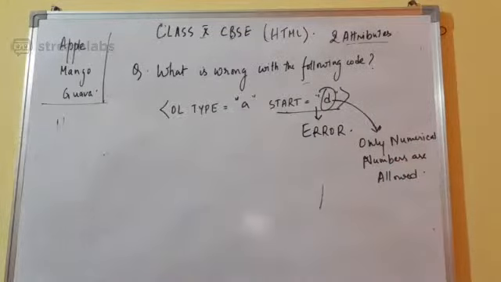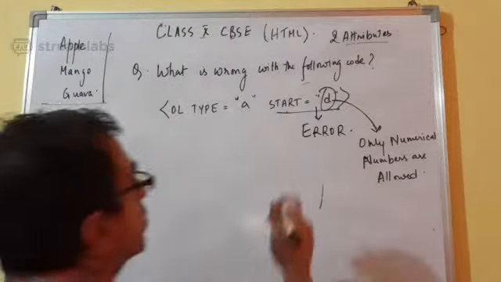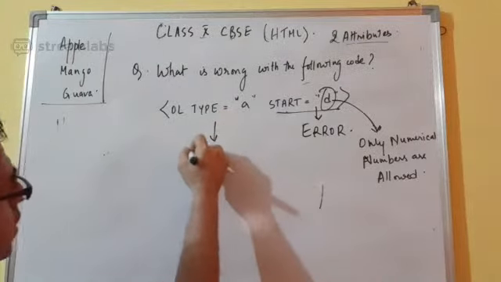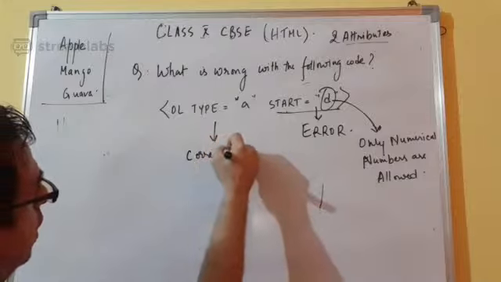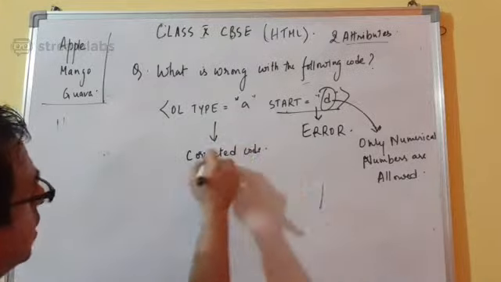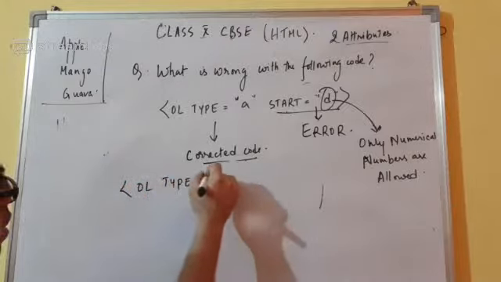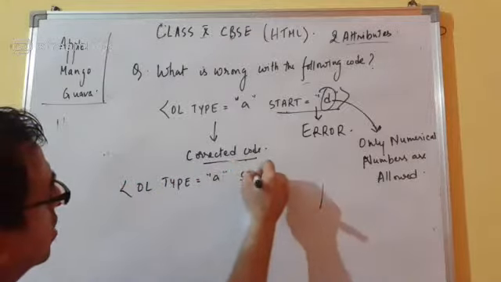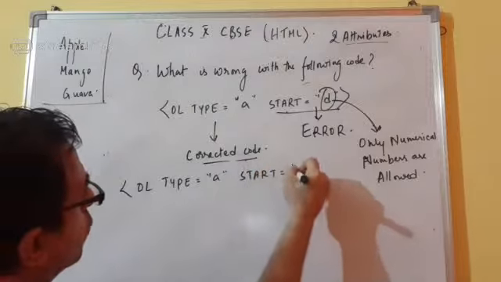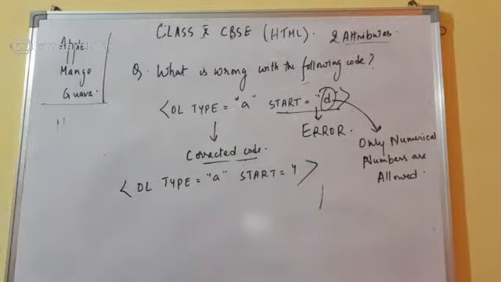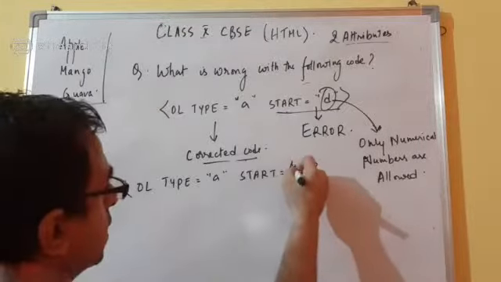Okay. So if you want to start it with the fourth letter, then the corrected code will be something like this: OL type equal to small a and start equal to 4. So start equal to 4 should have been there. Okay. So that's why it's incorrect.